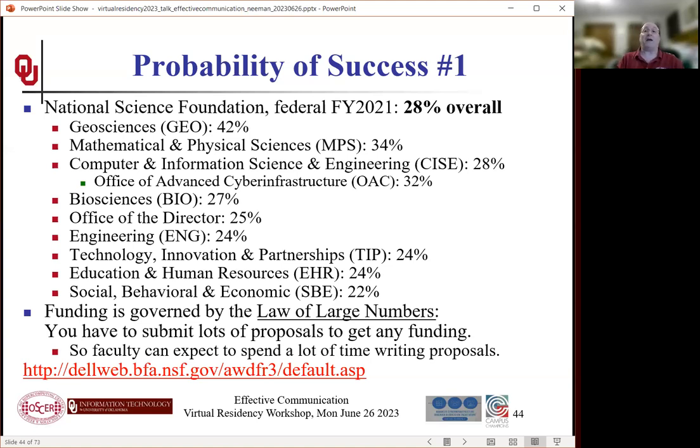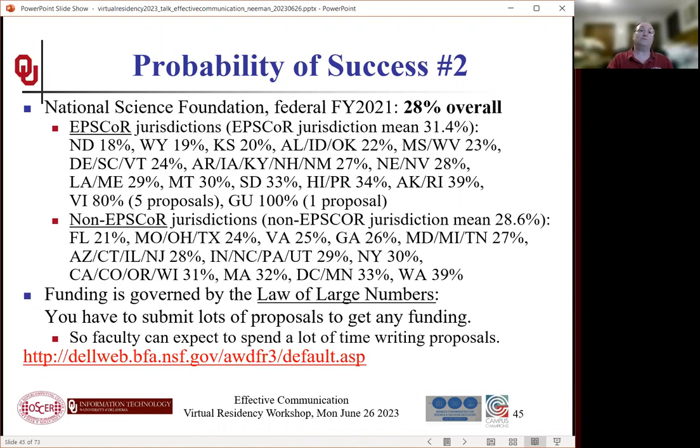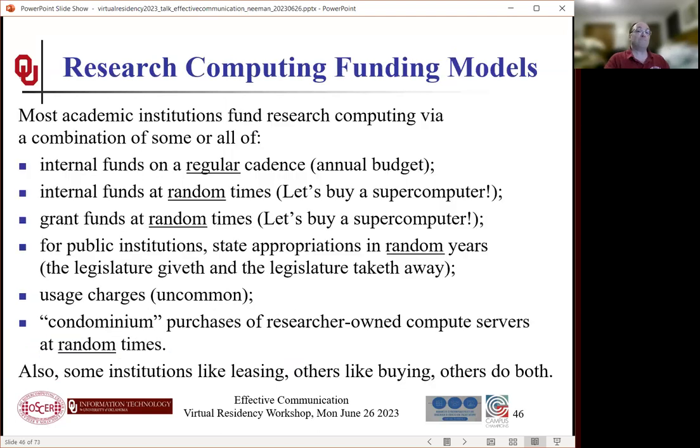And you can see it varies by directorate. And computer science does pretty well. And cyber infrastructure is actually number 3 in terms of success rate. So we're actually doing pretty well. But it's still, on average, for cyber infrastructure, you have to submit 3 proposals to get 1 funded, right? Which means, by the way, your faculty spend a lot of time writing grant proposals if you're at a research-intensive institution. And then I broke it down by state and territory, by jurisdiction, and I broke that out by EPSCoR score and non-EPSCoR score, just to give you a feel for this. Okay.